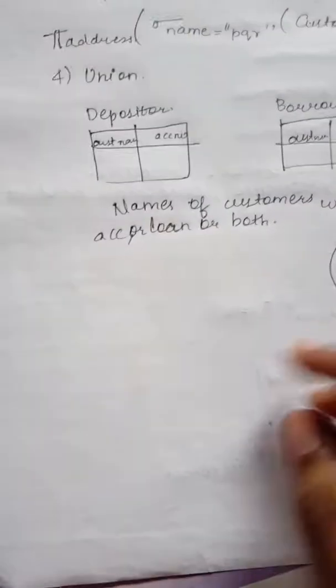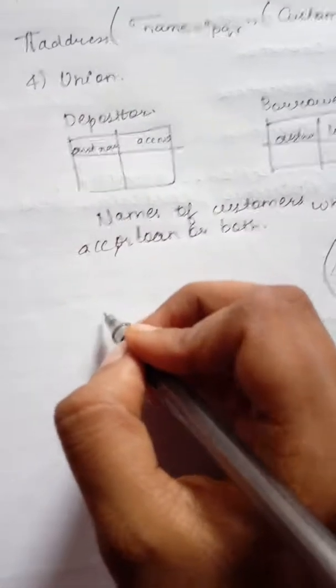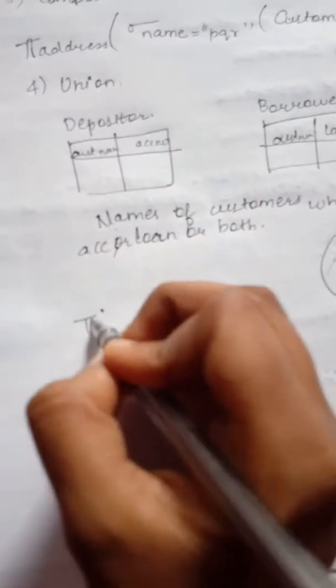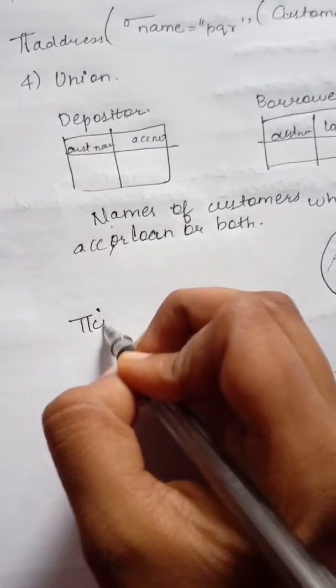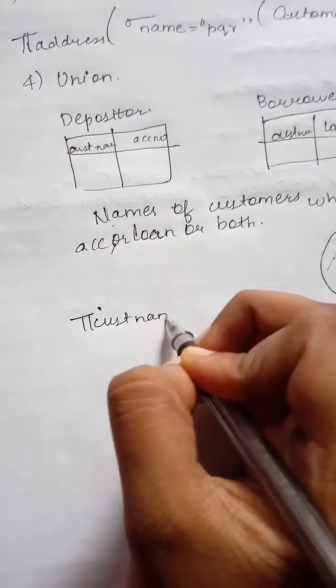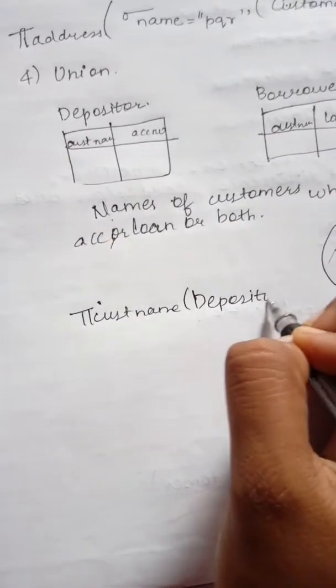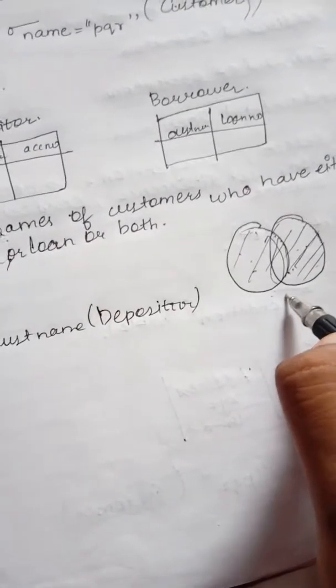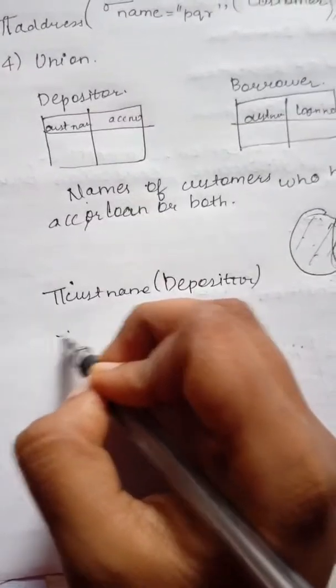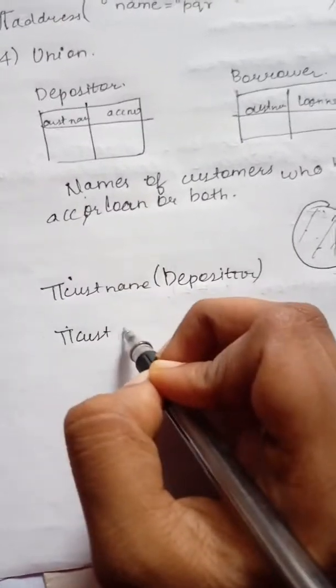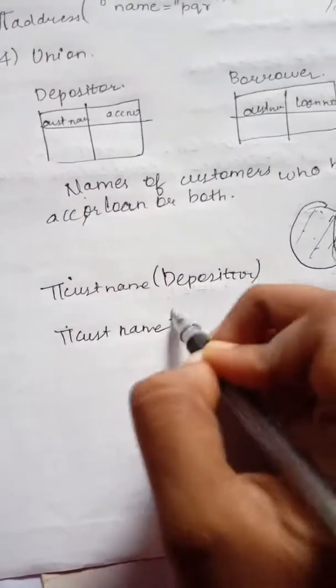This can be done with the help of, now I want only the customer names, so I will write pi cust name from the depositor, and I want the name from the borrower table as well, right? Pi cust name borrower.